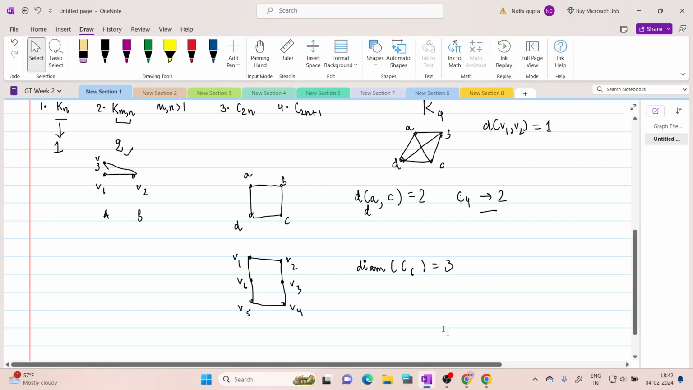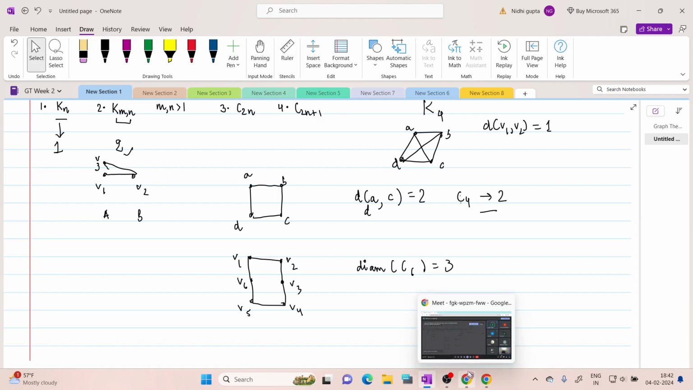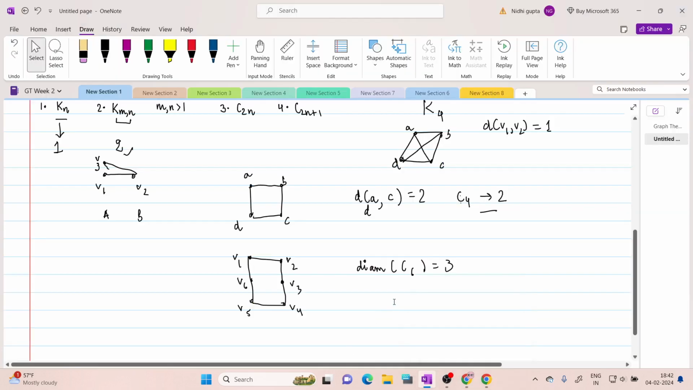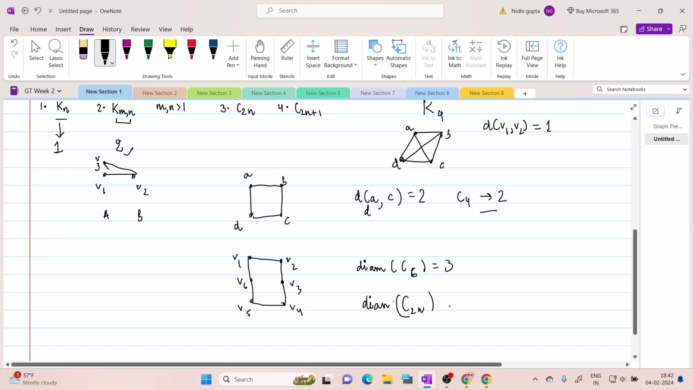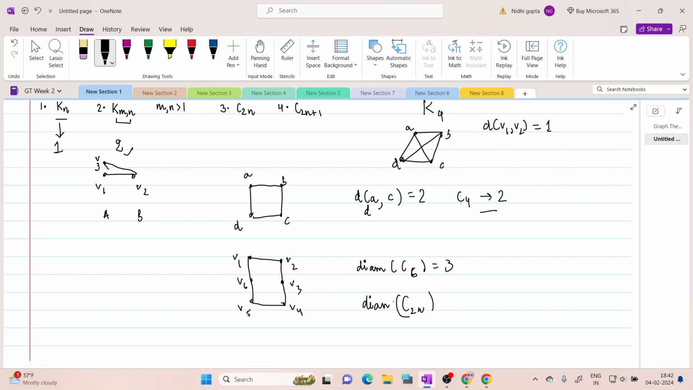Sorry, there's some disturbance. Is everyone convinced why the diameter of C6 is 3? Now, can you generalize what will be the diameter of C2n? That would be equal to n. We would be having two paths for the vertex which has the largest distance. So the diameter of C2n will be n.